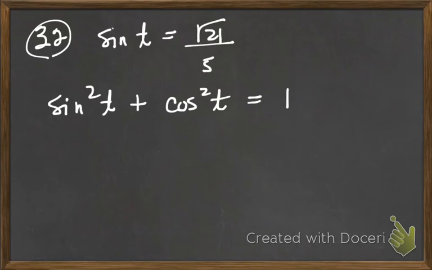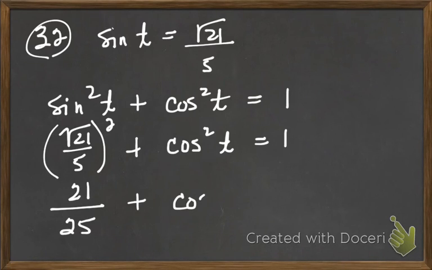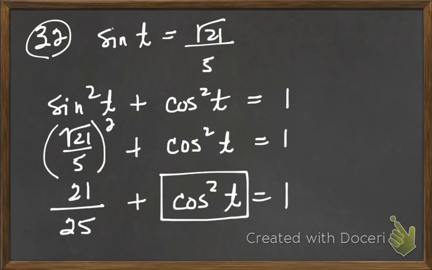So we're going to put sine into our problem. This identity says we have to square the sine. So we put in square root of 21 over 5. We have to square that. We write down the rest of the identity. Plus cosine squared theta equals 1. Square root of 21 squared is just 21. 5 squared is 25. We're solving for cosine. So we've got to get this little cosine squared by itself.